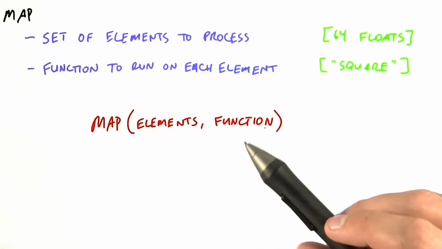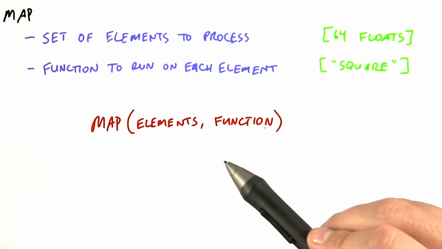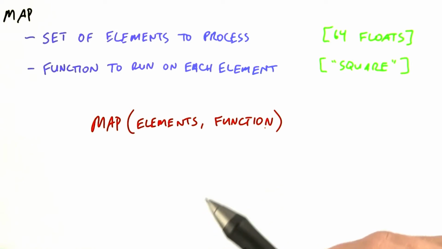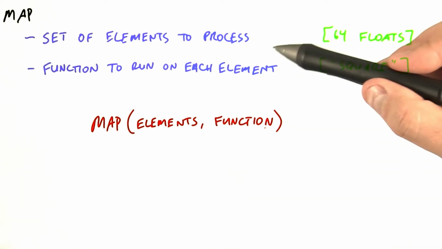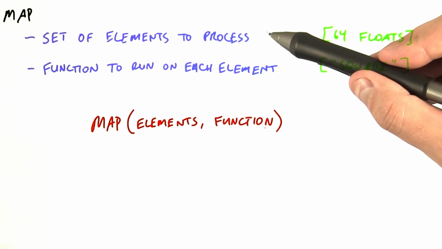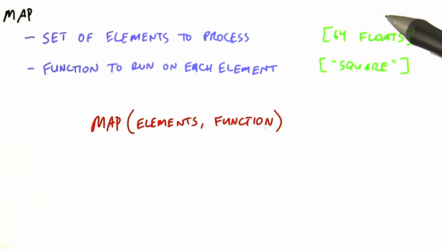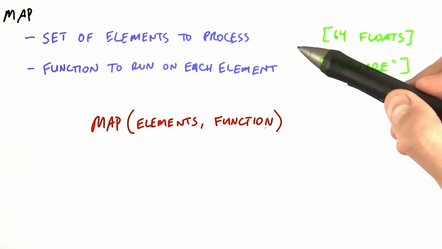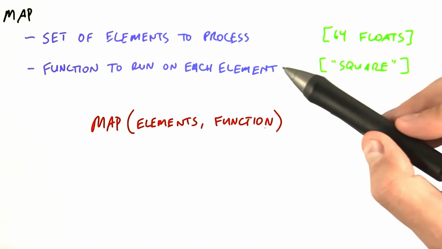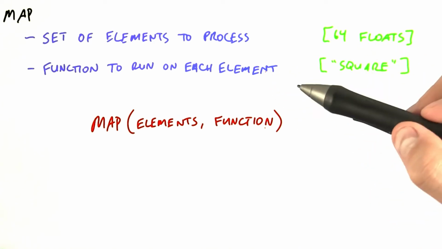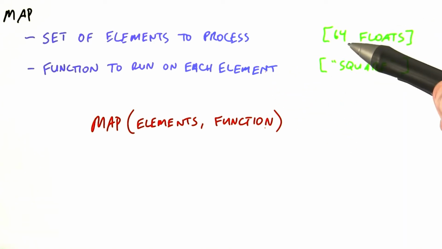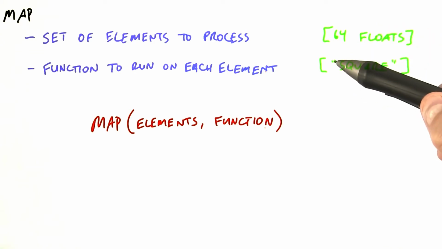Let's take a broader view of what we just did. We have two ingredients here that are going to lead to an interesting and crucial abstraction called map. First, we have a set of elements that we'd like to process. In our example, this set is an array of 64 floats. Second, we have the ability to write an arbitrary function that runs on one element. In our example, our function squared each of its input elements, producing an output element.